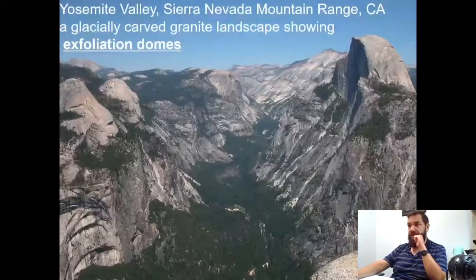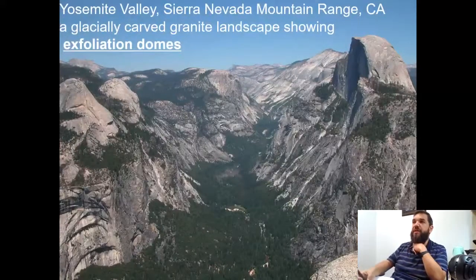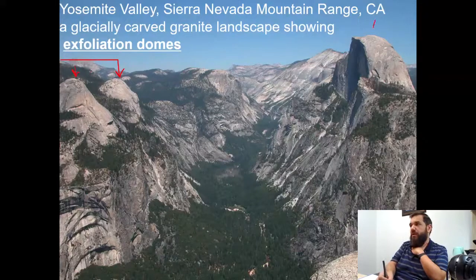Another term for this is exfoliation. So it creates exfoliation domes. I want to show you these things. This is Yosemite National Park. There's an exfoliation dome. There's an exfoliation dome. Half Dome, which is a very famous rock formation, is an exfoliation dome. Okay, so these are all exfoliation domes.